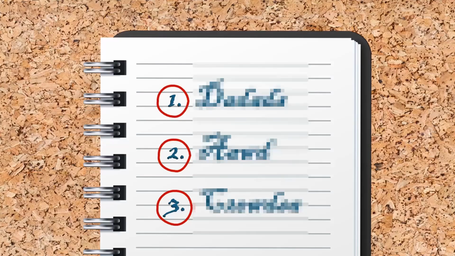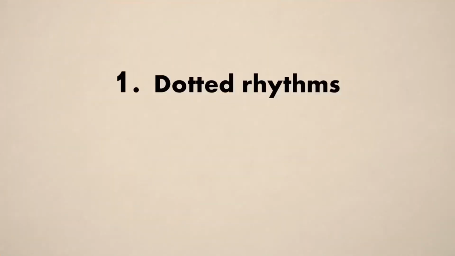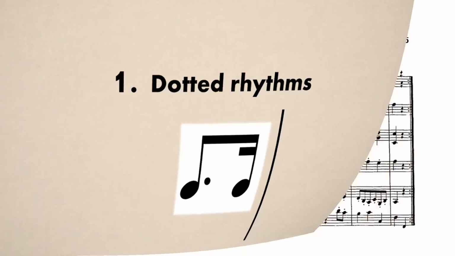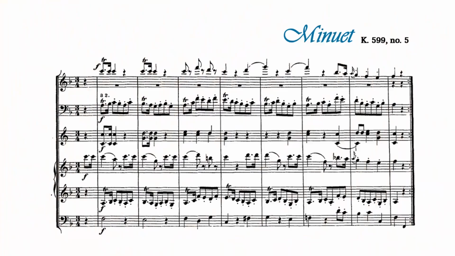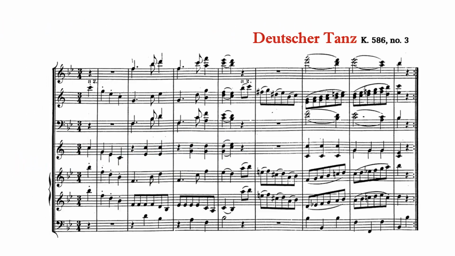With regard to specific musical traits, I have identified three key elements that may help to distinguish the minuet from the German dance. First, anacrustic dotted rhythms. Strongly associated with French music, they appear often in Mozart's minuets, but never in his German dances. On the other hand, when German dances present dotted rhythms, they always start on the strong beat in a similar fashion as the Siciliana.